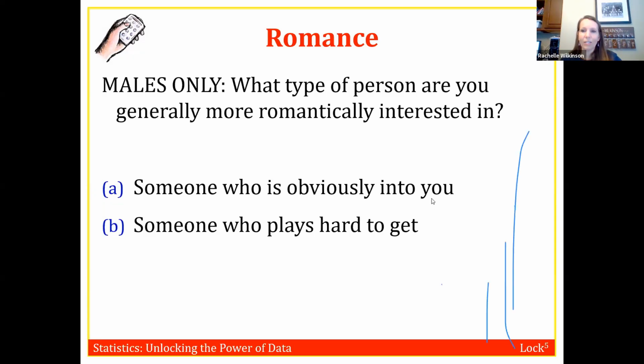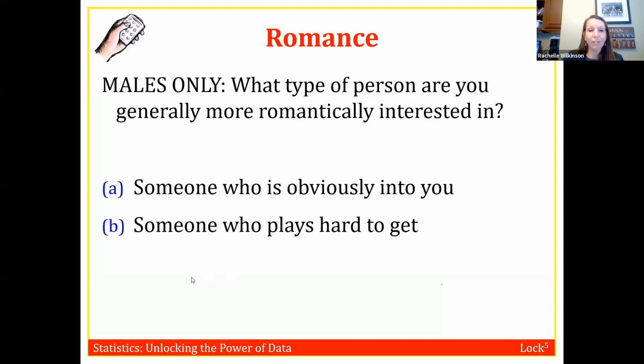All right, so just males voting. I think we got everybody, so I'll end the polling. So this is just the males, and it does look a little different than our overall results. We can see that 67% of males, so about 2/3, said that they wanted somebody who was obviously into them, and 1/3 said they preferred somebody who is hard to get.